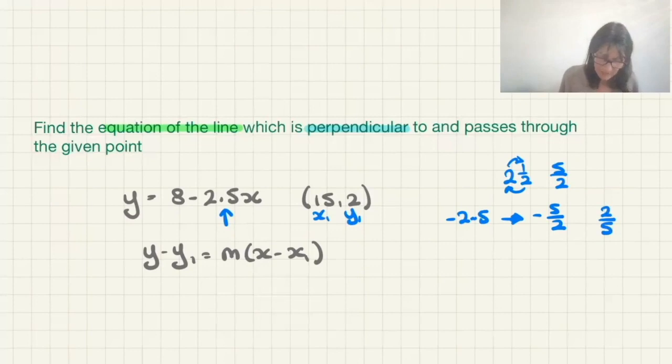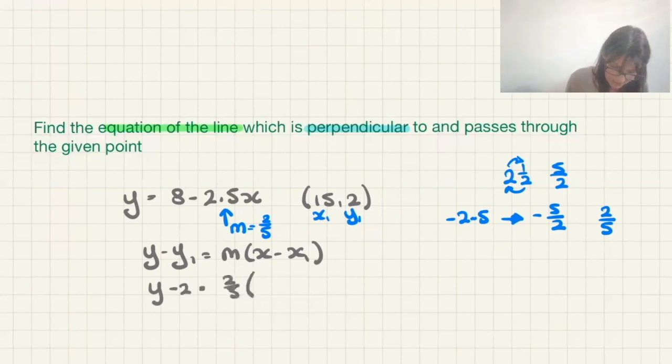Okay, so the m that I'm going to be using is 2/5. And now I can start putting all of that information in. So I've got y minus 2 equaling 2/5, and then I've got my x minus 15. I'm going to do my expansion first, make sure I've got that clear.